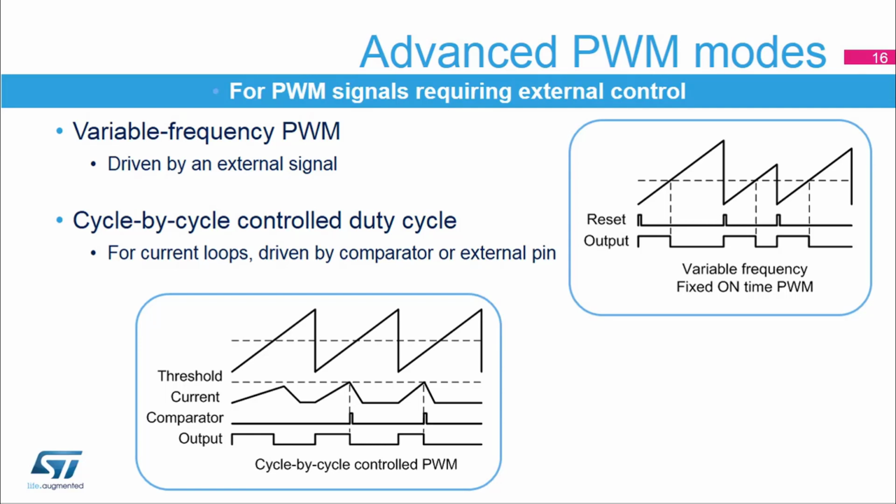This is used for applications requiring current-controlled PWMs, typically for driving DC motors or solenoids. In this case, a comparator monitors the peak current value into the load. As soon as the current exceeds a programmed threshold, the comparator resets the PWM output, which is then automatically restarted at the next PWM period, thus providing a controlled peak current value.